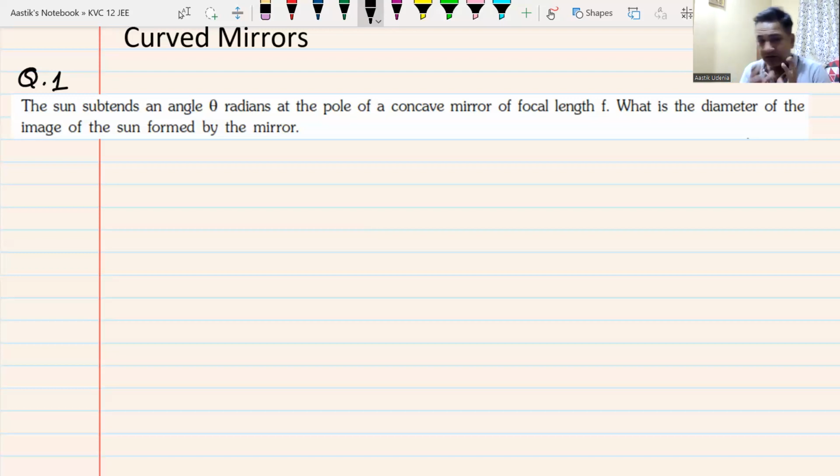Now sometimes the question is asked in a slightly different way, and that puzzles us all. Normally the question you will expect is to find the value of u, find the value of v, but here they have asked you to find the diameter of the image. Yes, how will you do it?